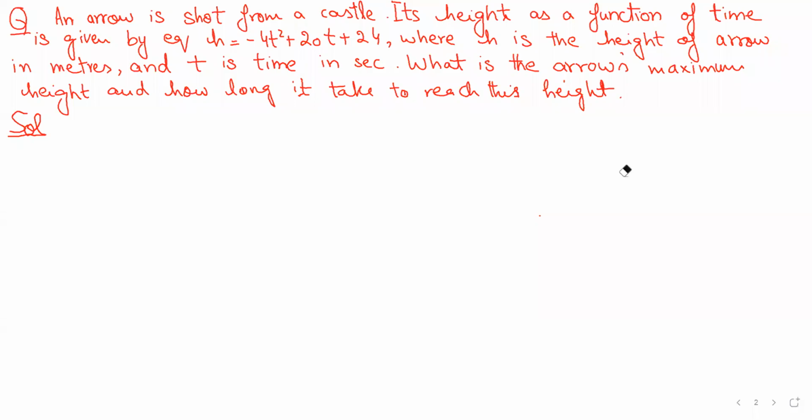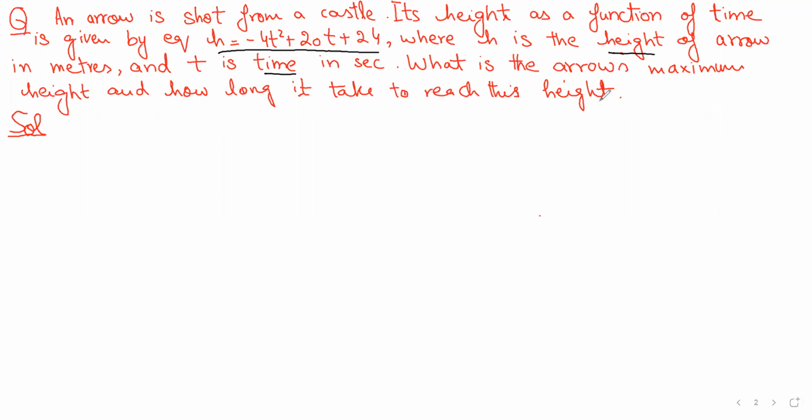We have a question here. It says, an arrow is shot from a castle. Its height as a function of time is given by the equation h equals negative 4t squared plus 20t plus 24, where h is the height of the arrow in meters and t is the time in seconds. What is the arrow's maximum height and how long will it take to reach this height?